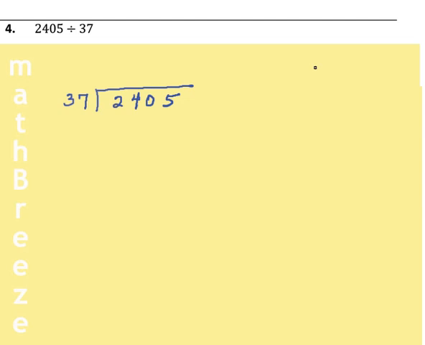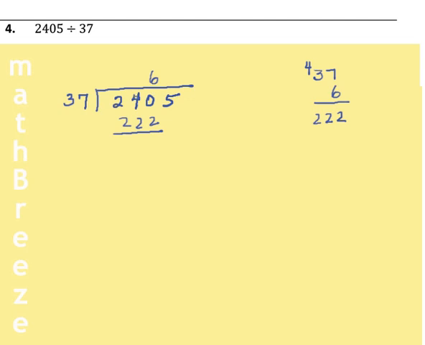Let's multiply 37 times 6. 6 times 7 is 42. Put down the 2, carry the 4. 6 times 3 is 18, and 4 is 22. So that's good. Okay, so make sure you put the 6 at the end of the 240. All right, now we multiply 6 times 37, we get 222, and now we're going to subtract.